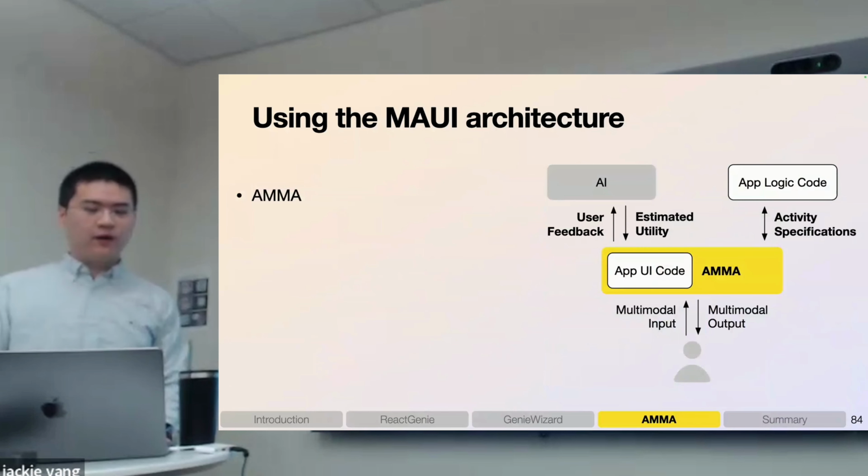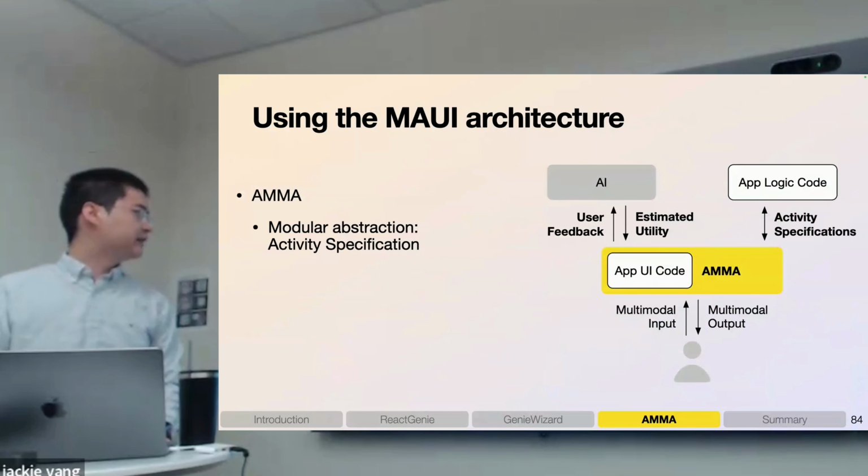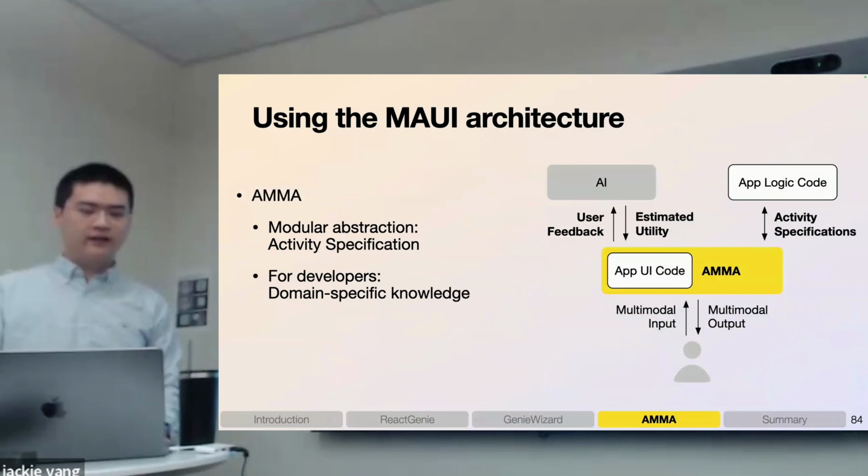So to sum up, using the MAUI architecture, AMA uses this modular abstraction, which is activity specification. For designers, they only have to provide domain-specific knowledge on the task they're working with. And then for users, we prove that this is efficient and adaptive.